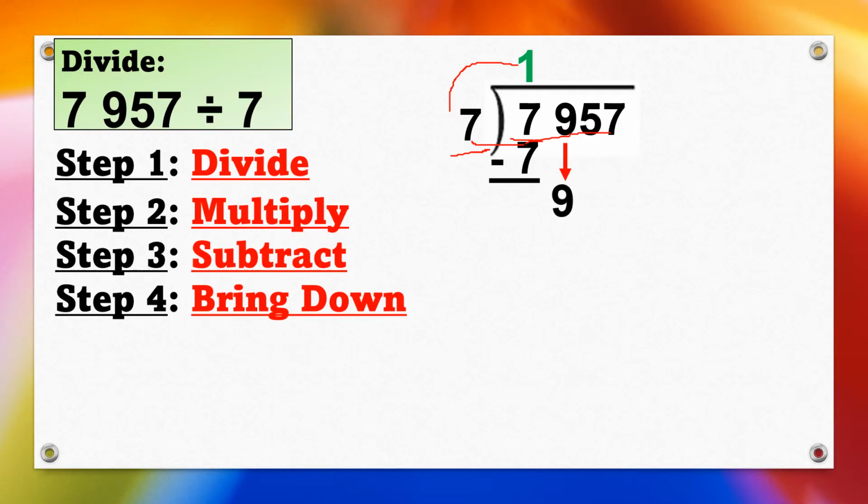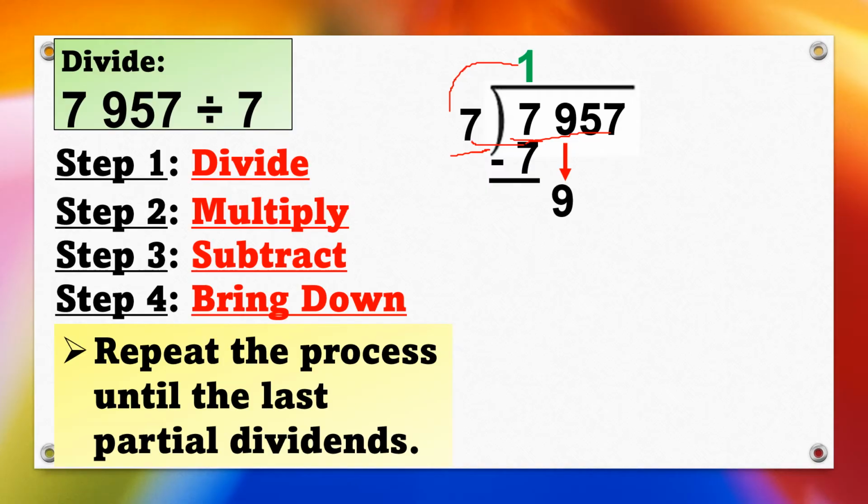Always remember that you're going to write all the numbers in column. So 9 here will be your next partial dividend. You're going to bring down one digit at a time. So we're going to repeat the process until the last partial dividend. So we will start again from step number 1. You're going to divide. Divide 9 by 7. How many 7 can we get out of 9? Or how many groups of 7 can we get out of 9? 9 divided by 7 is equal to 1. We're going to put that above 9.